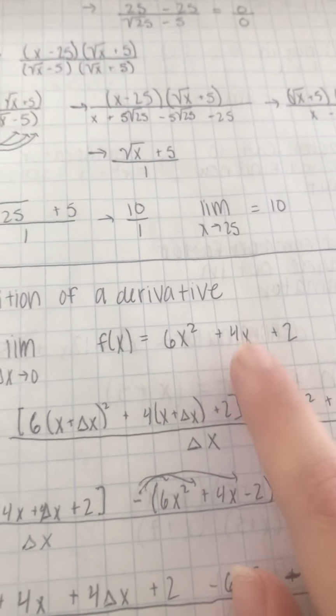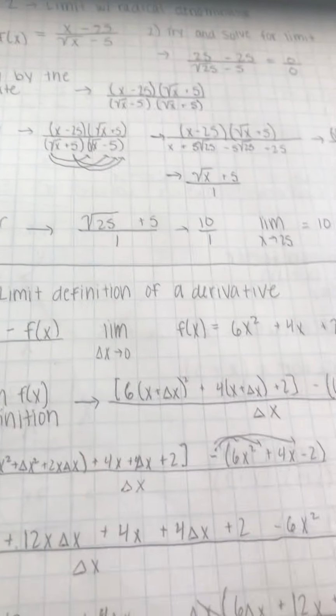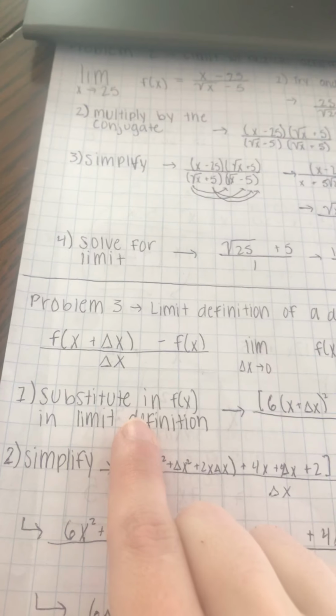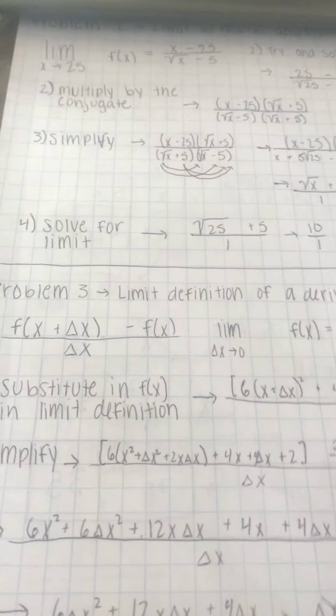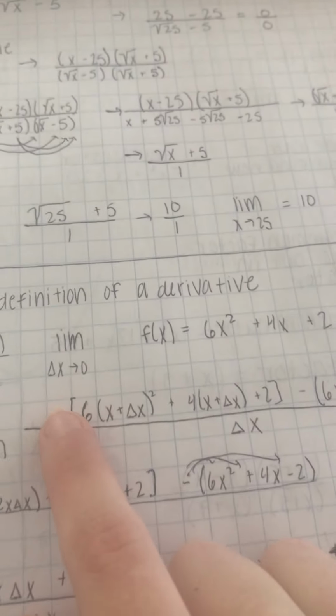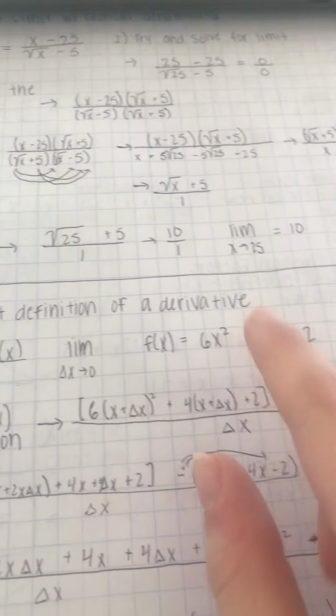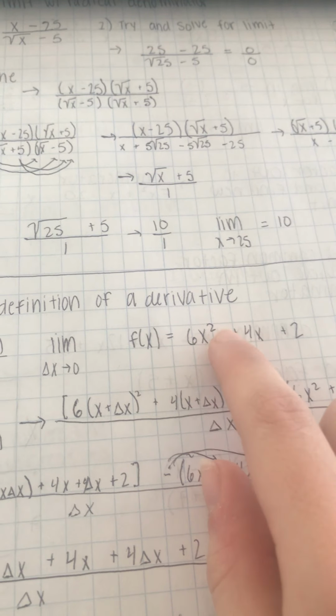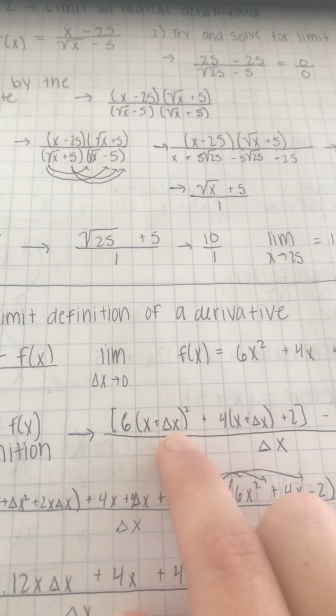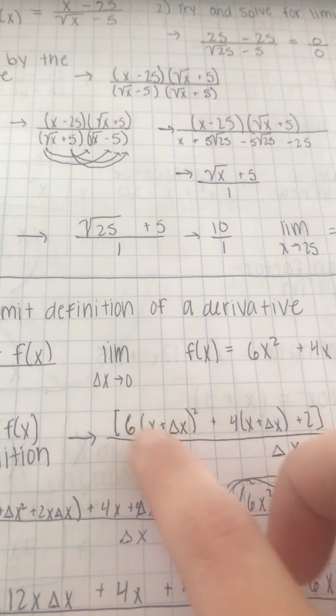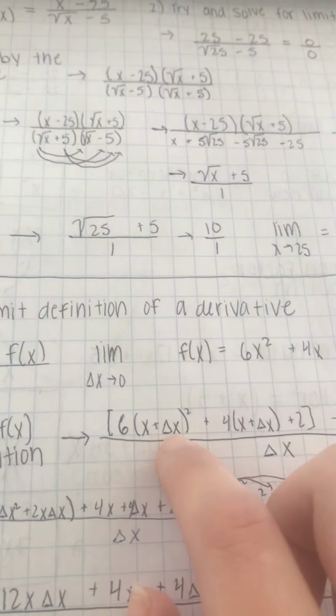And then this was my function for this example. So the first thing I did was substitute f of x in for the limit definition. So when I did this, if you see, I have a big bracket around, and then I have where I have a 6x squared. I put the x plus delta x in for the x, and then I squared everything inside, and then the 6 is multiplied on the outside.